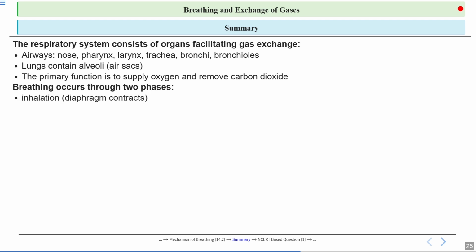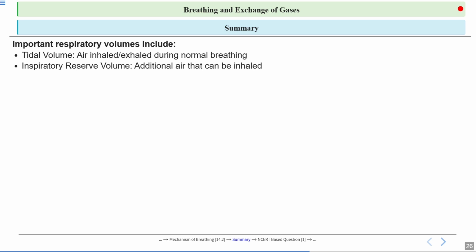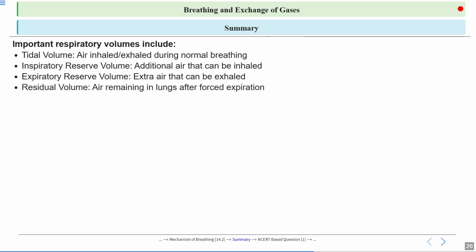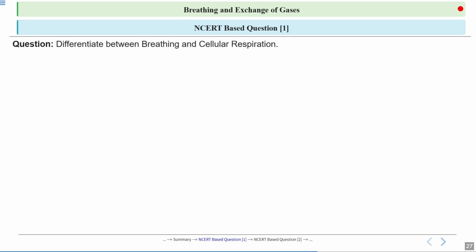Breathing occurs through two phases. In inhalation, the diaphragm contracts, as well as the external intercostal muscles. During exhalation, the diaphragm relaxes. You should remember this: when will the diaphragm contract and relax, and what will happen? Now, you should remember the tidal volume, which is air inhaled or exhaled during normal breathing. Inspiratory reserve volume is additional air that can be inhaled. Expiratory reserve volume is extra air that can be exhaled. Then residual volume is air remaining in the lungs after forced expiration. You should remember all of these. These were the major ones.